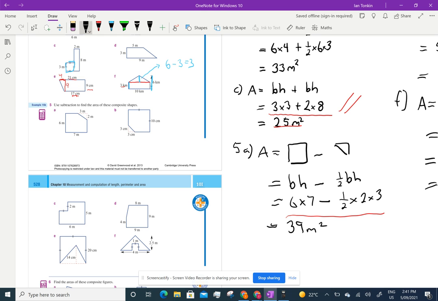Now, I'm not going to do B. It's exactly the same, except this time you have a big square. And it's going to be 10 times 10 minus a half of 3 times 3.